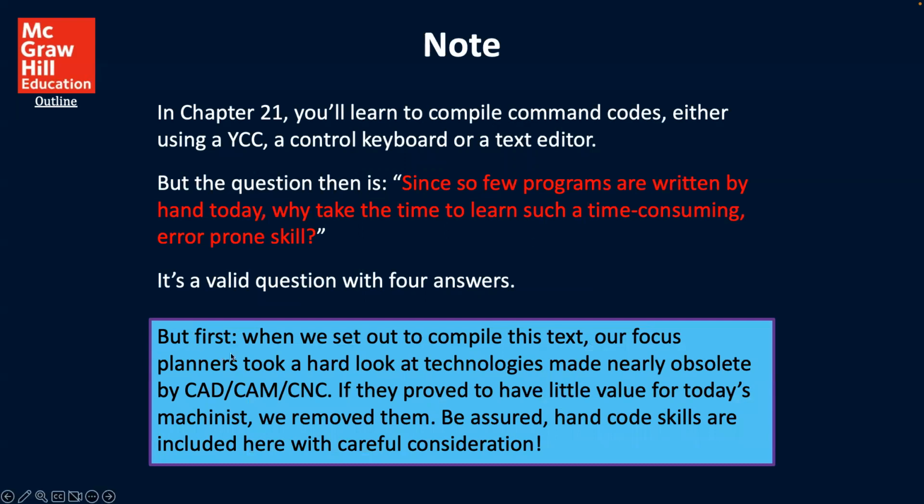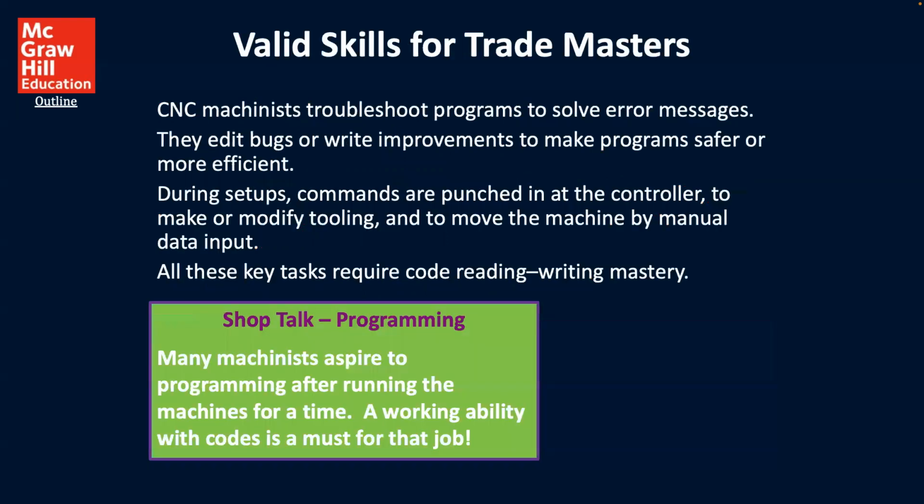But first, when we set out to compile this text, our focus planners took a hard look at technologies made clearly obsolete by CAD, CAM, and CNC. If they prove to have little value for today's machinists, we remove them. Be assured hand code skills are included here with careful consideration. So we'll be actually demonstrating that with some of the project work we'll be doing in class, and so you'll see about that.